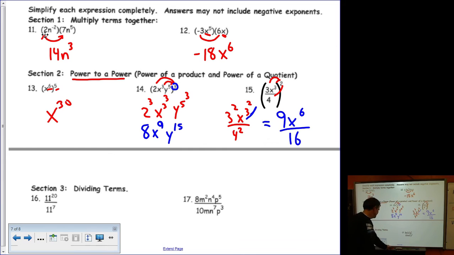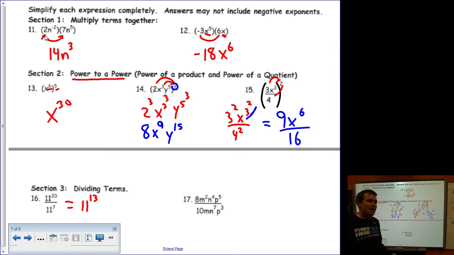In problem number 16, we are dividing. And when you divide, you subtract the exponents of the bases. I have 11 to the 20th on top, and I have 11 to the 7th on the bottom. So if I subtract the exponents, I would get 11 to the 13th power.